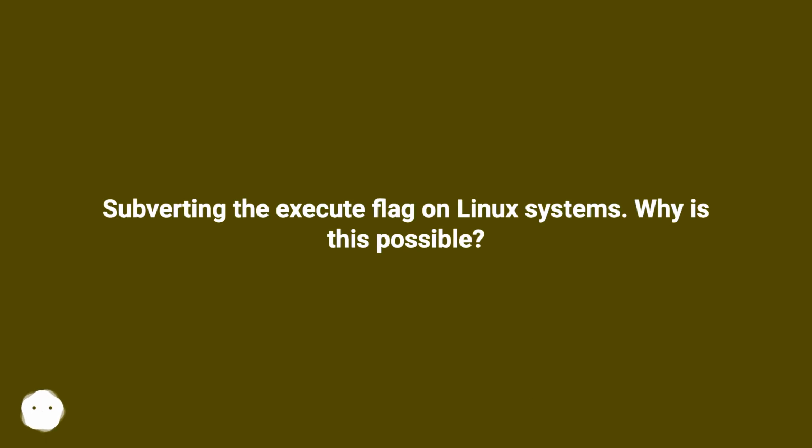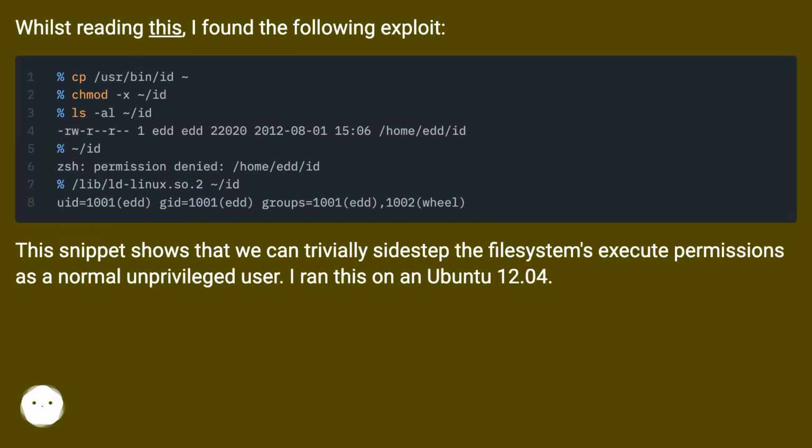Subverting the execute flag on Linux systems. Why is this possible? Whilst reading this, I found the following exploit. This snippet shows that we can trivially sidestep the file system's execute permissions as a normal unprivileged user.